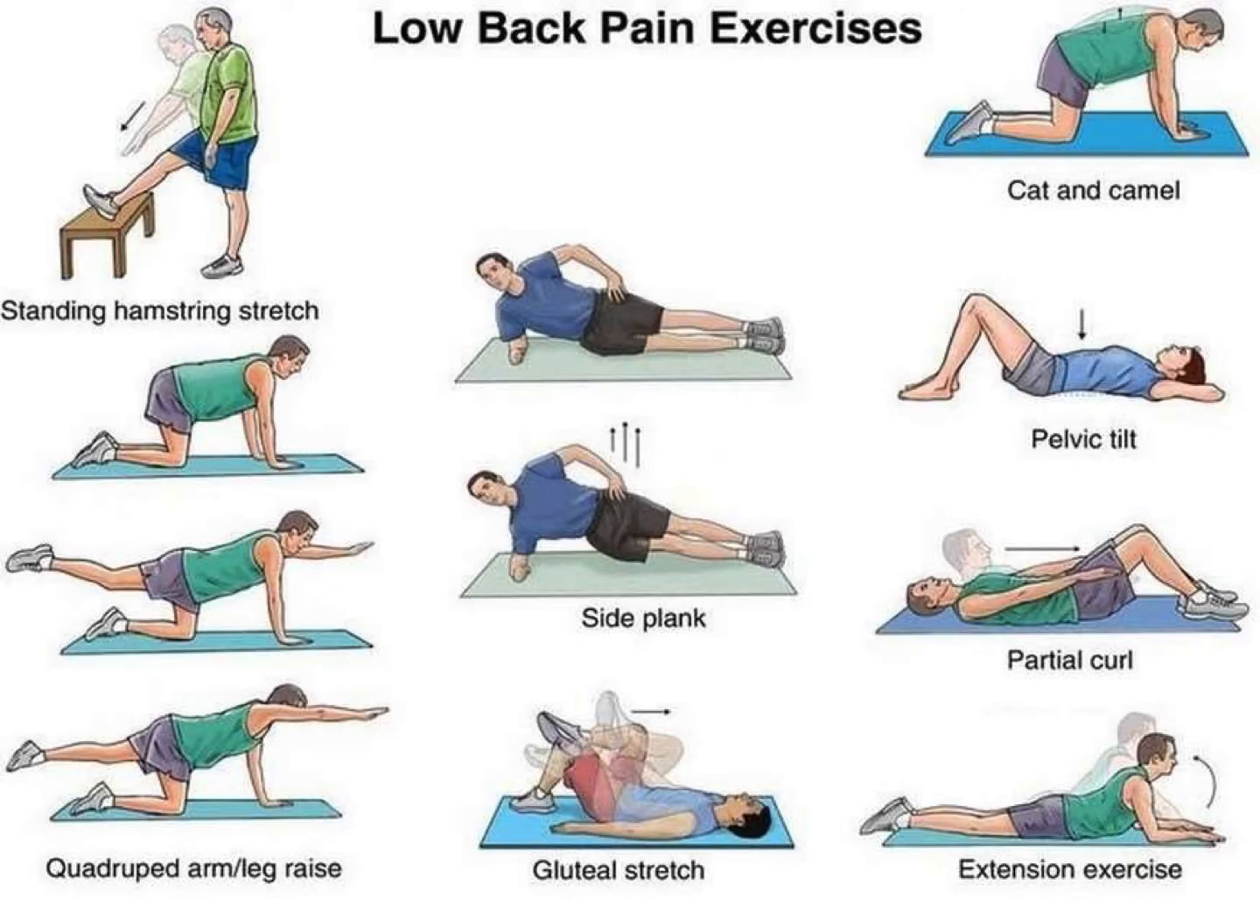This is a slide showing exercises for low back pain associated with ankylosing spondylitis: standing hamstring stretch, leg raise and arm raise, side planks, gluteal stretch, cat and camel, pelvic tilt, partial curls and extension exercises of the spine.